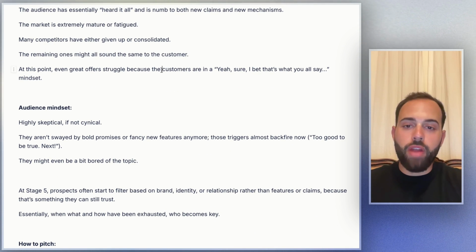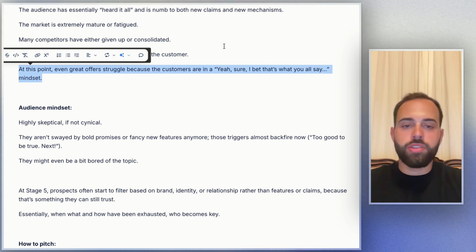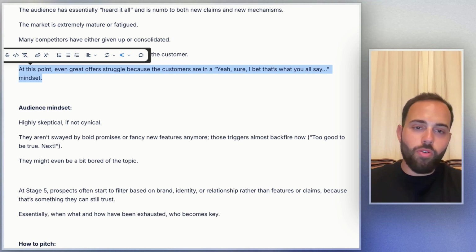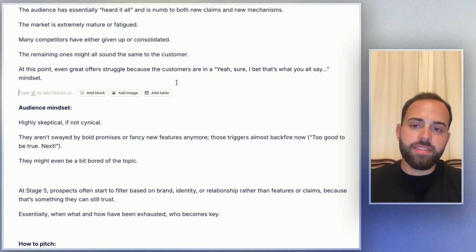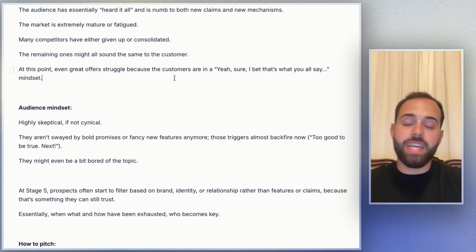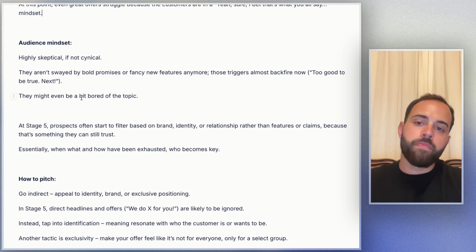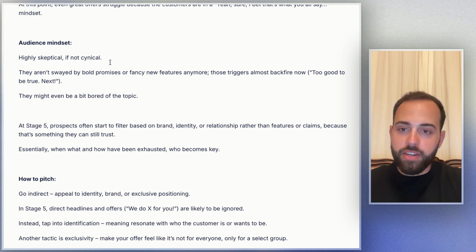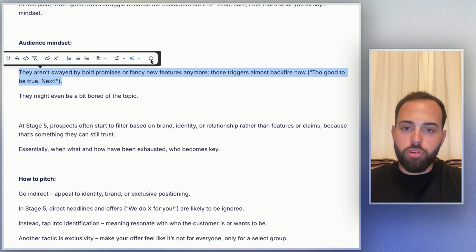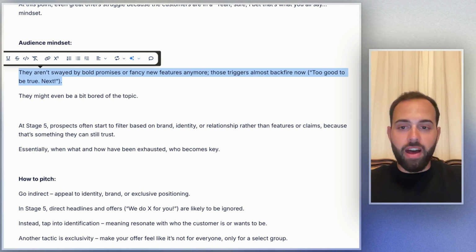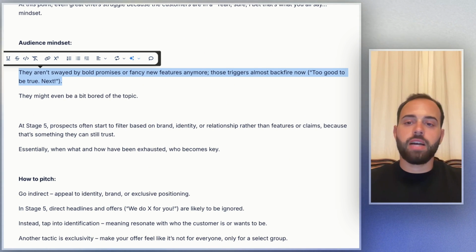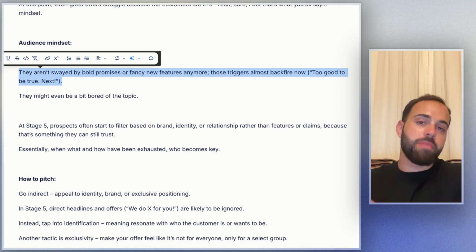So at this point, even great offers struggle because the customers are just like, yeah, sure, I've heard it all before. I bet that's what you all say. And essentially, they are just not in the mindset to listen to or read any form of marketing. So they are highly skeptical, if not cynical. They are not swayed by bold promises or fancy new features anymore. And those almost backfire at this point because they've been burned so many times that now everything just sounds too good to be true. And then just bring me the next guy.